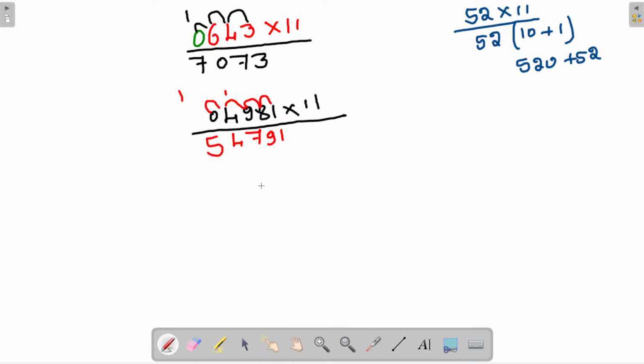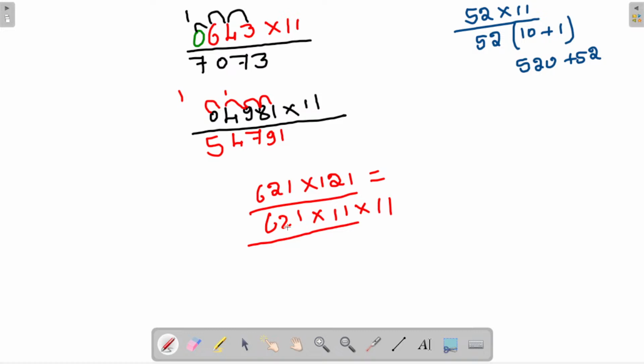Suppose the question is this now. Tell me how you will solve this question: 621 into 121. 121 is 11 into 11. So instead of this number I will write 11 into 11 here, 621. First I will solve this part, and whatever answer I get, I will multiply again one more time with 11. Clear, everyone? Write this.